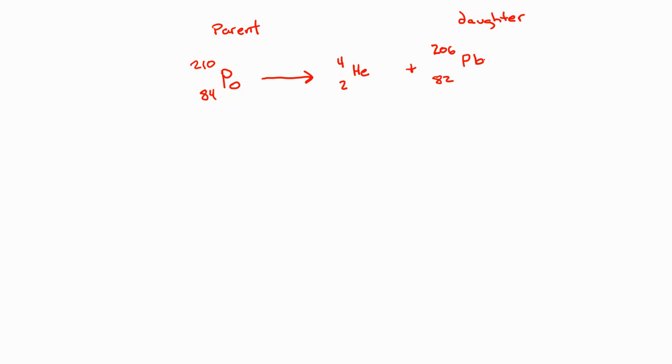And so in this particular case, we're producing a more stable daughter isotope by releasing a helium nucleus, an alpha particle, and producing the more stable lead-206 isotope. Okay, we'll look at another form of radiation in our next video.